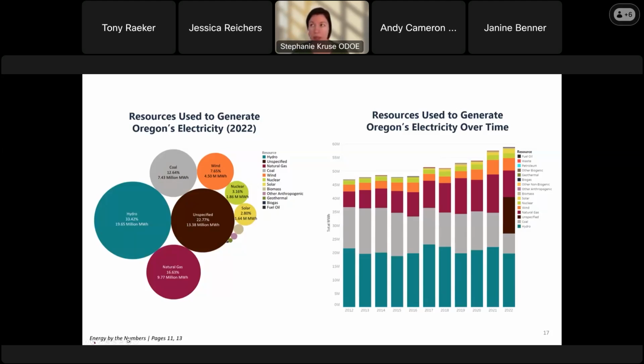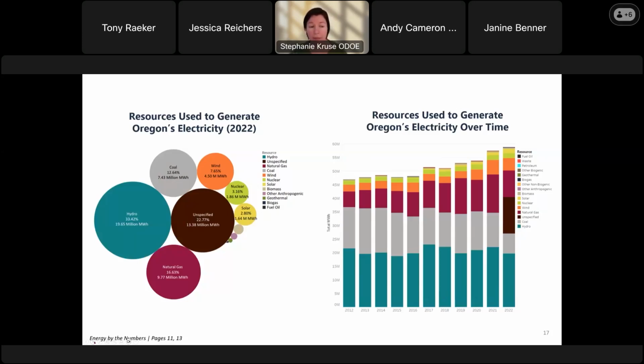Now, back to that large dark brown bubble and its portion of the bar chart for 2022. This section represents utility purchases of electricity through open markets. These market purchases are often made shortly before the energy is used, and the actual resource used to produce that energy is not captured. ODOE previously worked with partners in the region to calculate an estimate of what the market purchases resource mix might look like.